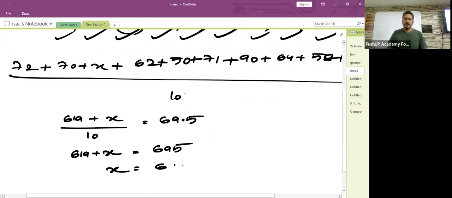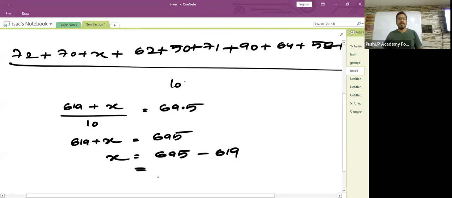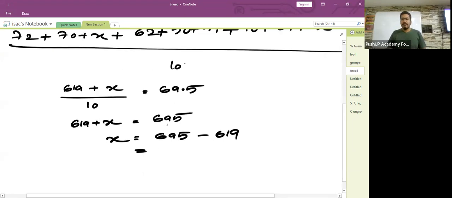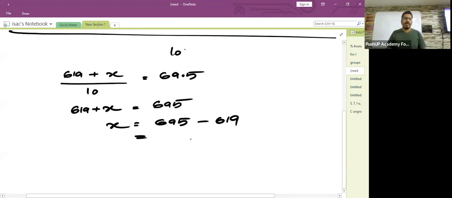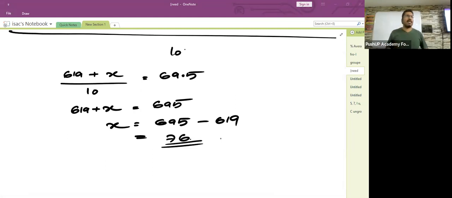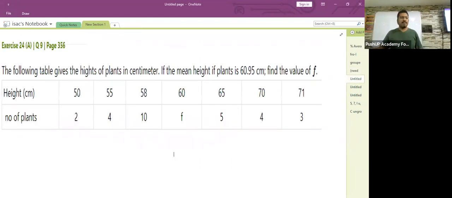It is 695 minus 619. How much would it be? 76. All right. So this is your answer. You need to be very good with addition and subtraction in this chapter. Very good, Janice, Joel. Anika, got it? Yes, the x value is 76. All right. How much time do we have? 5 more minutes. Can you please do the sum?